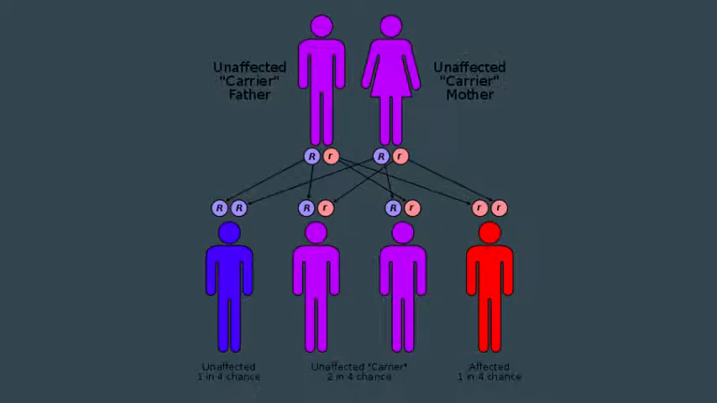The couple has a 2 in 4 chance of passing on 1 dominant and 1 recessive allele to their child, causing them to be an unaffected carrier of Tay-Sachs. And finally, the couple has a 1 in 4 chance of passing on 2 recessive alleles to their children, who would then be affected by Tay-Sachs disease.